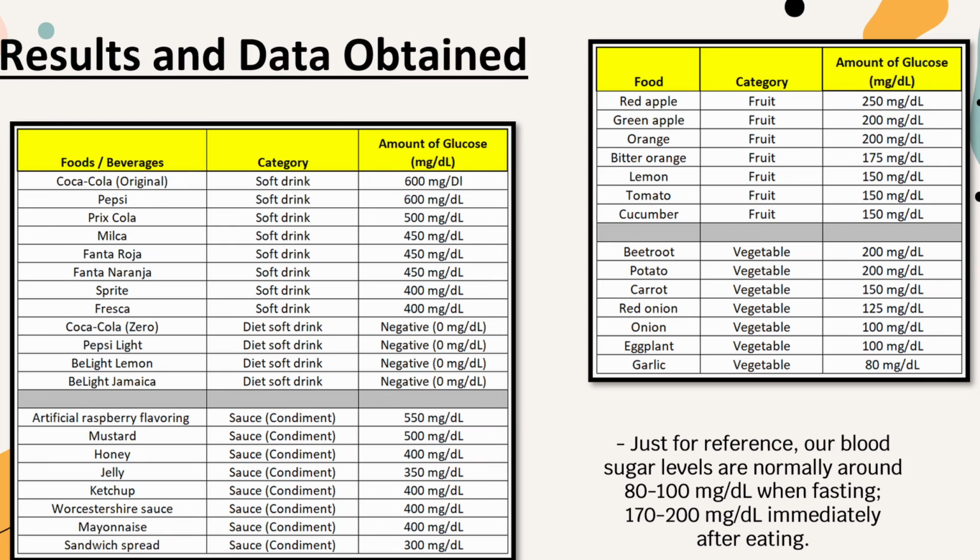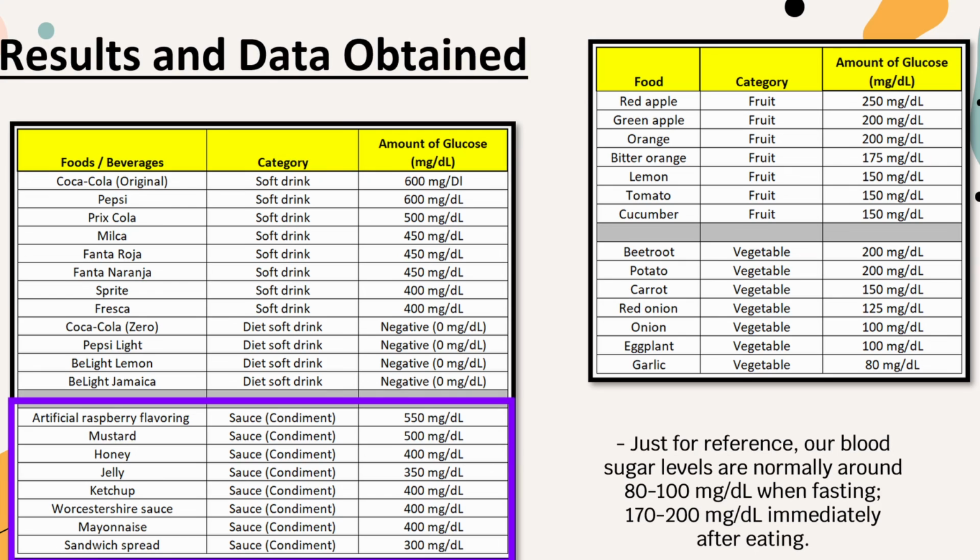So, by analyzing the results indicated by the blue reactive pad, we have made a table that allowed us to analyze our results. We noted that soft drinks had the most amounts of sugar from everything we tested, giving results around 600 milligrams per deciliter of glucose. Moreover, our results tell us that, as we expected, diet soft drinks don't appear to contain any glucose in them.